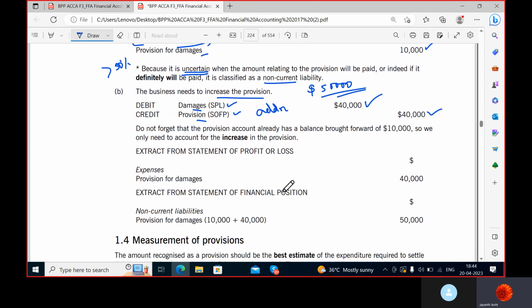So PL will show 40,000 because this is the expense for that year, expenses of 2018. But SOFP will show the total amount of provision. That means the previous amount plus the new amount required. Okay. So now instead of showing a provision of 10,000, we'll show a provision of 50,000. Is it clear? Yes, ma'am, clear.